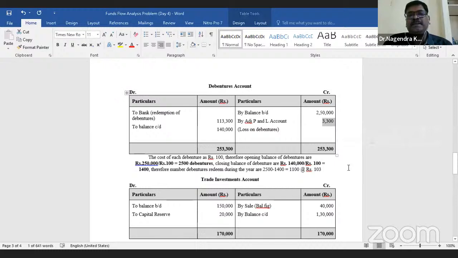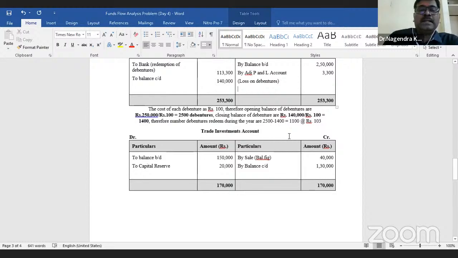That means we redeemed debentures at a premium. We have to pay this from the profit and loss, so this is an additional amount that we have to adjust. We have to understand this is a non-operating expenditure. So this expense should be added to the profit earned during the year while calculating the funds from operations. This is how we calculate the debenture account based on the adjustment given in the problem.